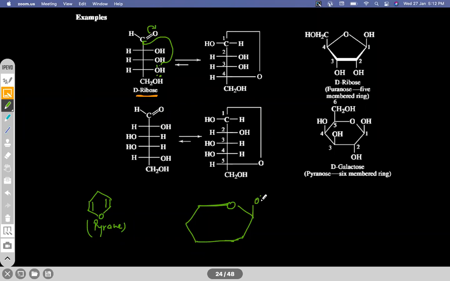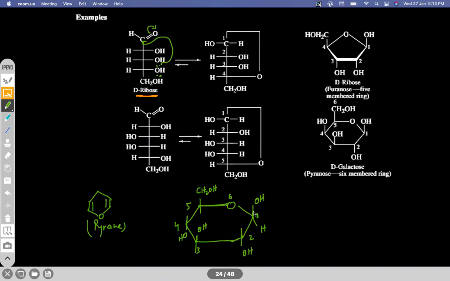If it is alpha, then OH will be on the top, H will be here. It is the first carbon atom, second, third, fourth, fifth and sixth. OH on the top, it means it is on the right, it is the alpha form of it. Then we'll write OH on the bottom, then OH on the top, alternate, then OH on the bottom, and then the last one, we have CH2OH on the top. Right, OH on the top. Yes, OH on the top, it is a beta form. Yeah, that's right. Beta form it is.